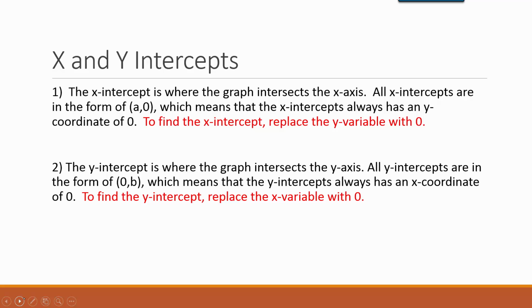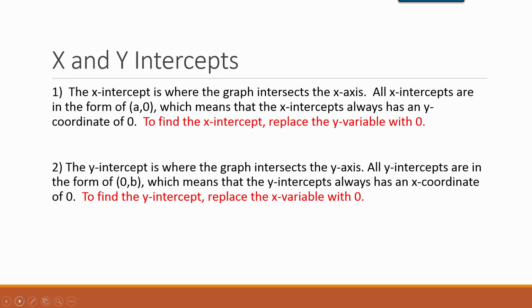Now the y-intercept is where the graph intersects the y-axis. All y-intercepts are in the form of (0, b), which simply means that all of the y-intercepts have x-coordinates of 0. To find the y-intercept, replace the x variable with 0 and solve for y. So again, this is simply plugging in 0 for the opposite coordinate to find that particular intercept. Once we find those 2 points, we can plot those 2 points on a graph and draw our line through it.